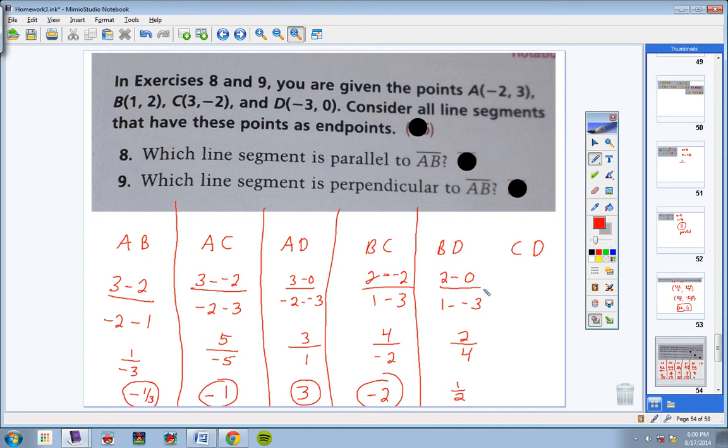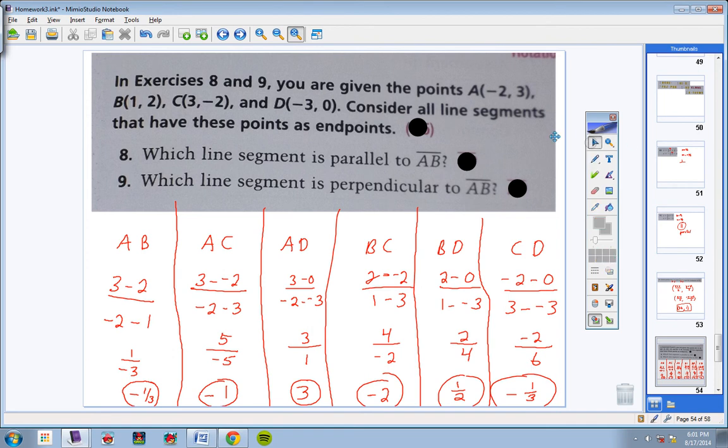Okay. And now let's come over here and let's find the slope of CD. So C and D. All right. Y minus y would be negative 2 minus 0. X minus x would be 3 minus a negative 3. So negative 2 minus 0 is negative 2. 3 minus a negative 3 would be 3 plus 3, which is 6. A negative over a positive is negative, and 2 over 6 is 1/3. There we go. So there's all of the slopes.